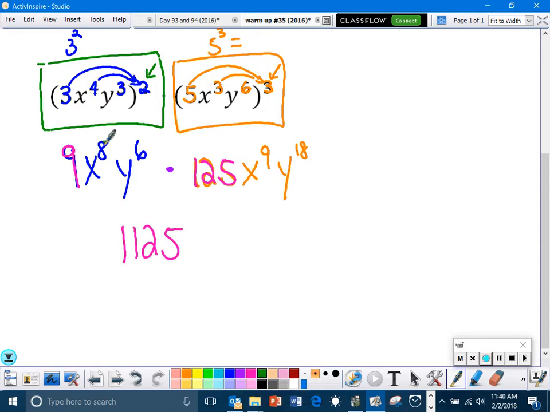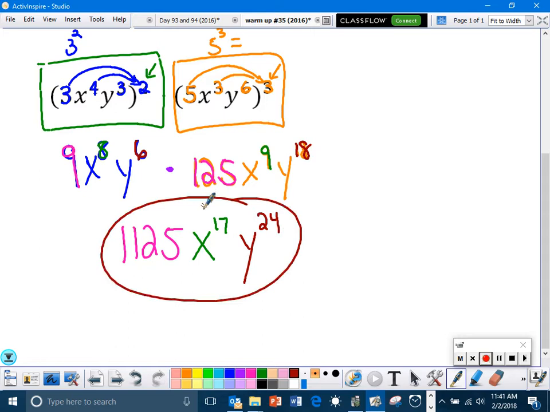Now, the exponent of 8 goes with the exponent of 9. Now, again, look at it. This is the first rule we talked about. This is where we will add the exponents together. So that will be x to the 17th. Again, you've got to recognize there's three formats that you need to look for. Okay, and then the 6 goes with the 18. Again, we're going to add them. So that would be y to the 24th power. So that is our final answer.